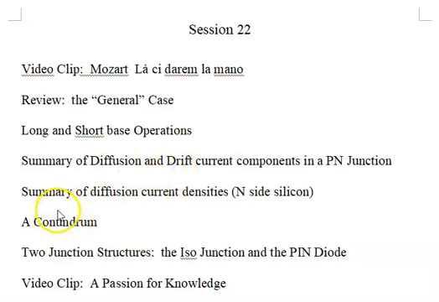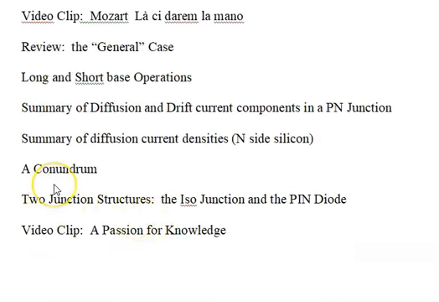And then we'll be summarizing specifically diffusion currents for excess hole carriers in n-side silicon. Of course, we could do it for excess electrons in p-side. Same thing. We just chose generally to work with a p-n junction with p on the left and holes going into the n-side silicon. And then I'm going to present what I call a conundrum. It's sort of like a paradox, an issue which we really need to talk about. And I'm going to define it and then give you my take on it.